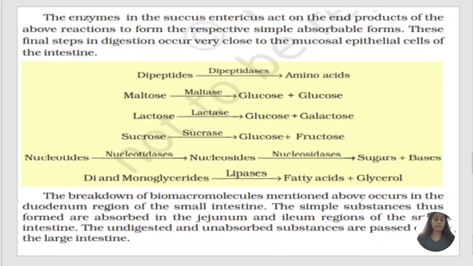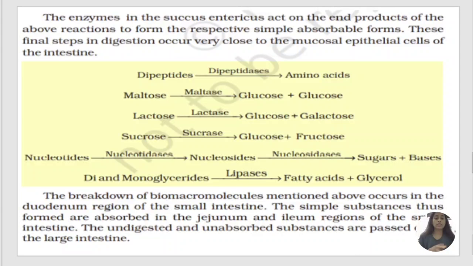So here the dipeptides are getting converted into amino acids with the help of dipeptidases. The maltose is getting converted into glucose plus glucose with the help of an enzyme called maltase. So maltose is made from glucose plus glucose. Then we have lactose, which is a combination of glucose plus galactose. So lactose is broken down into glucose and galactose with the help of an enzyme called lactase.